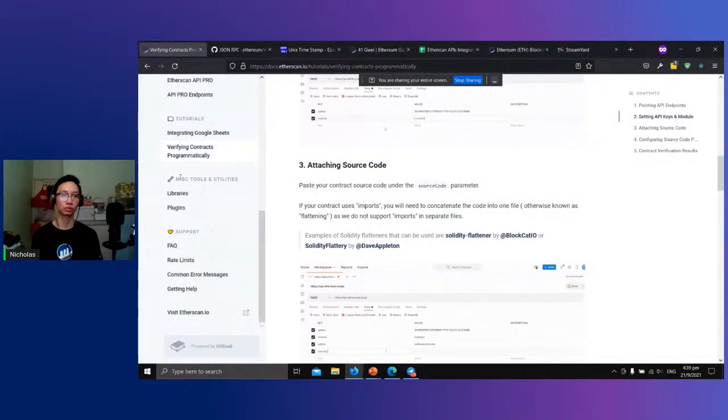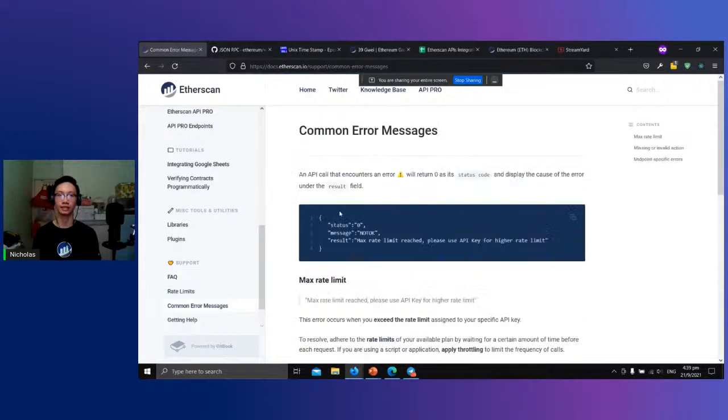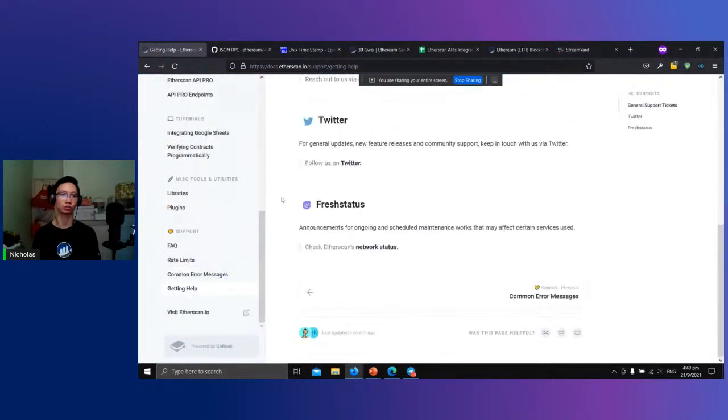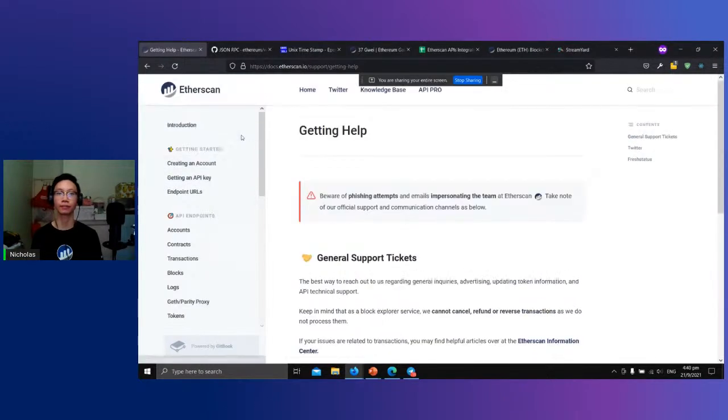Okay, so we've done the tools and utilities. Support. So support is just some frequently asked questions you might have, rate limits, some common error messages you might get when you use the APIs, a bit of self-help articles here. And of course, if you need to reach out to us, we leave our contact details here too. Okay, so that is pretty much the going through the API docs of Etherscan.